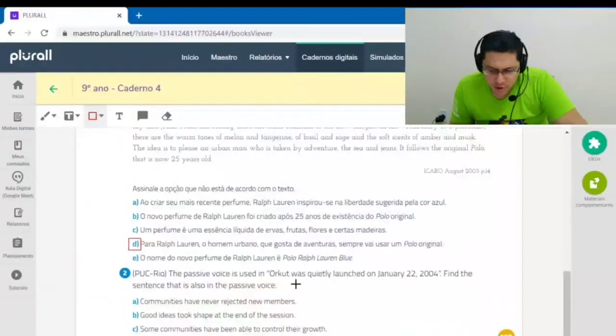The passive voice is used in: An Orchid was quietly launched on January 22nd, 2004. Find the sentence that is also in the passive voice. Então é só identificar aqui qual que está na passiva, tá? Communities have never rejected new members. Não, esse ED aqui é particípio, mas é present perfect. Good ideas took shape in the end of the season. Não, que é passado simples. Some communities have been able to control. De novo, present perfect. Several social groups could be connected by the internet.